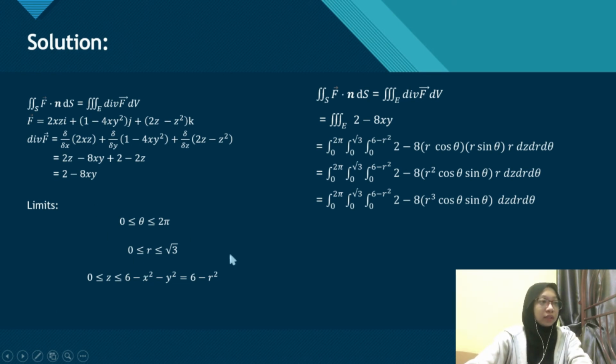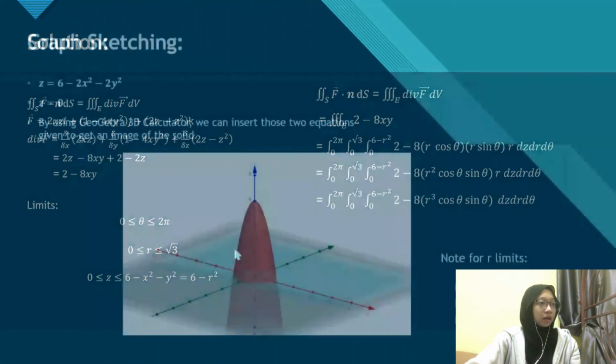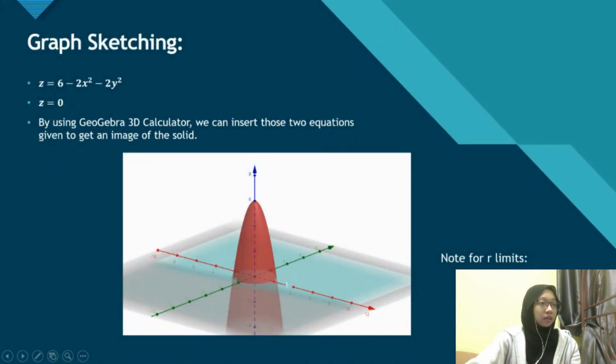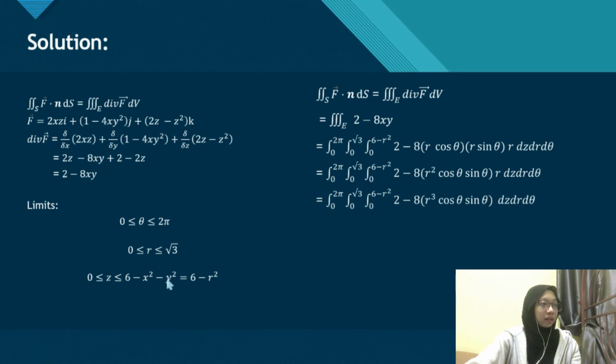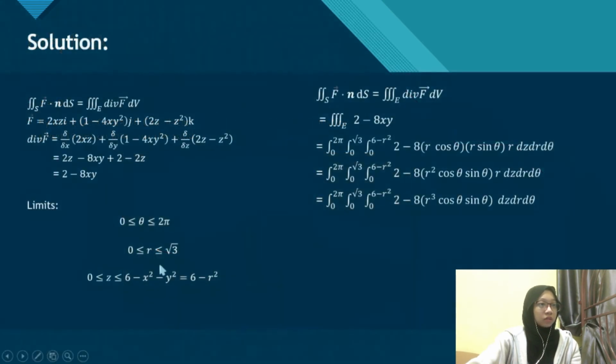Next, we have to determine the limits. As we know, for theta we have 0 to 2 pi because it's a circle. And next, r is here. As for z, I also use the function given, which is the paraboloid, and then I change it into cylindrical coordinates. Next, we continue with the solution here.